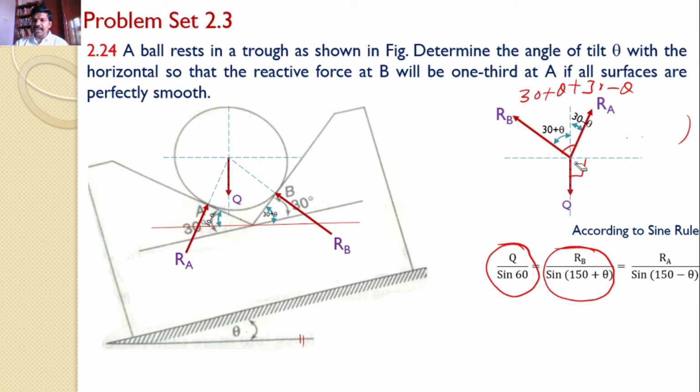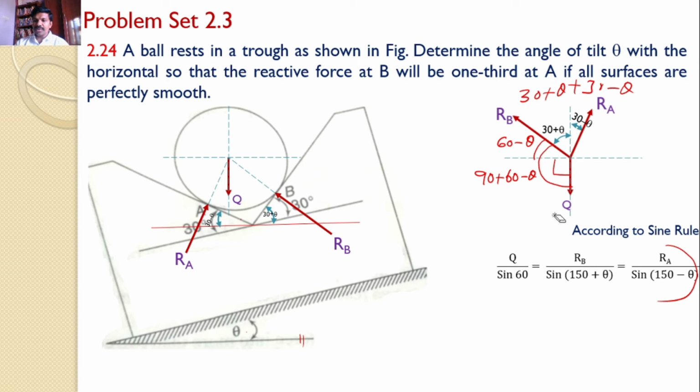Similarly, RA divided by the sine of the angle between these two, which I require. This is 90 degrees and I want this angle. Given that this is 30 plus theta, we know it, so obviously this becomes 60 minus theta. So the total angle becomes 90 plus 60 minus theta, that is 150 minus theta. RA divided by sine of 150 minus theta.